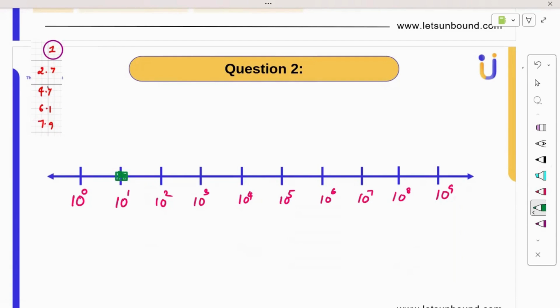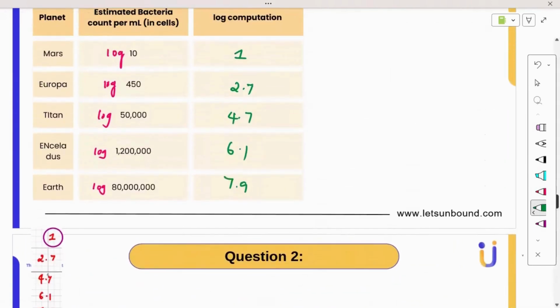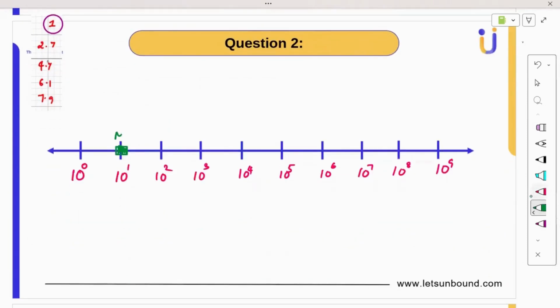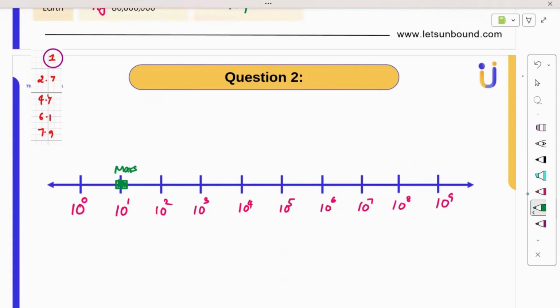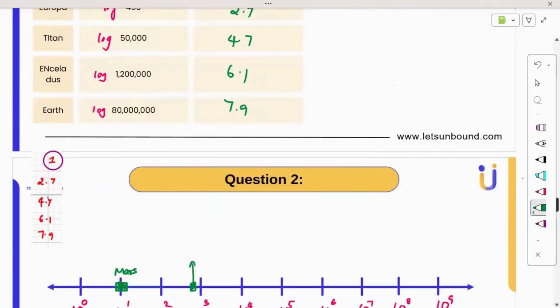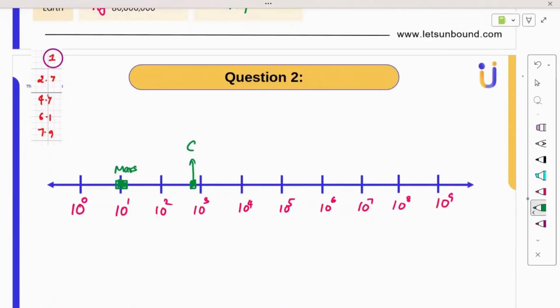That is Mars, so you can mention Mars. Next one, 2.7, means 2 and 7, so we are just looking at the powers. 2.7 means between 2 and 3, very close to 3. So here is your second planet. I think it's Europa, so I'm just mentioning EU. And then 4.7 will be here.